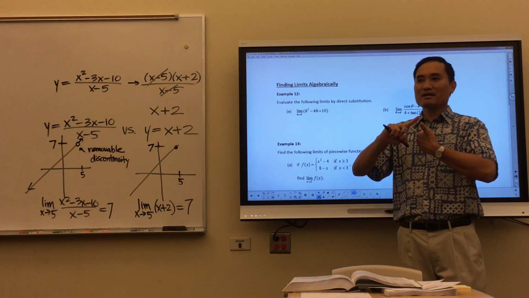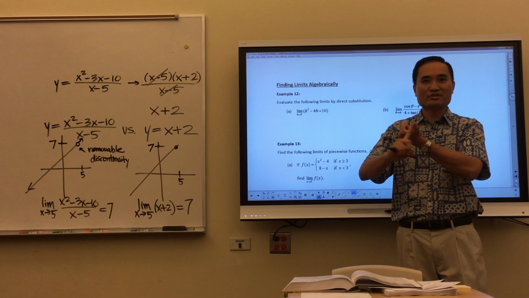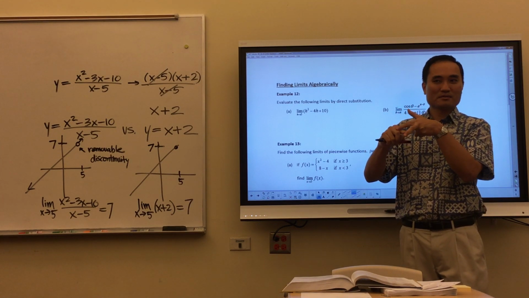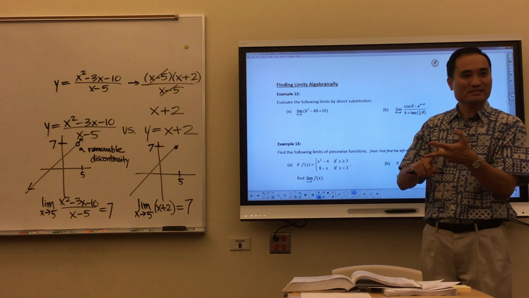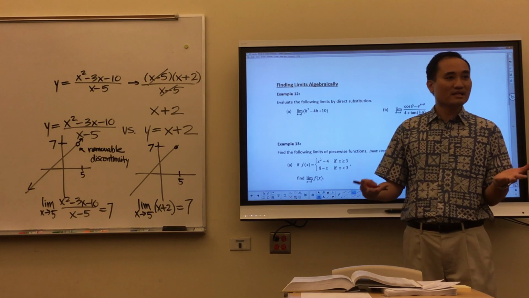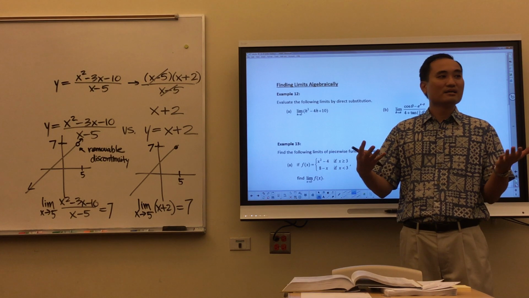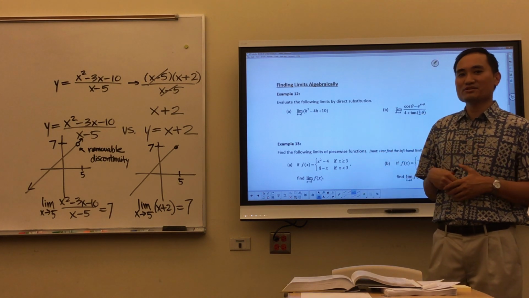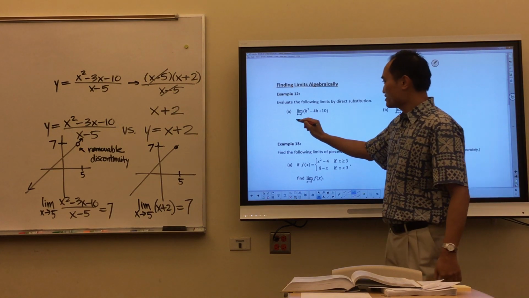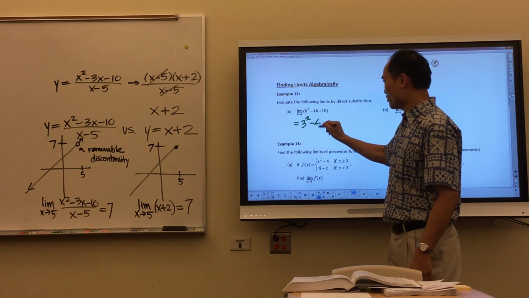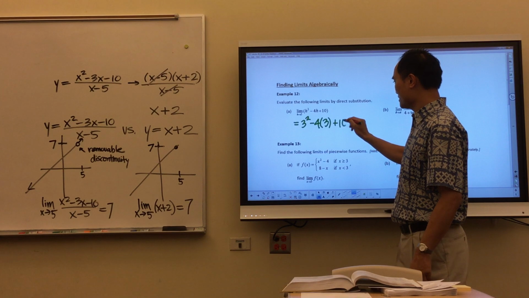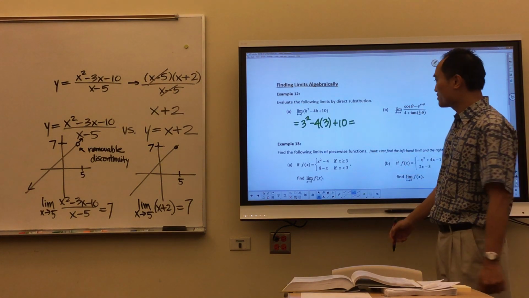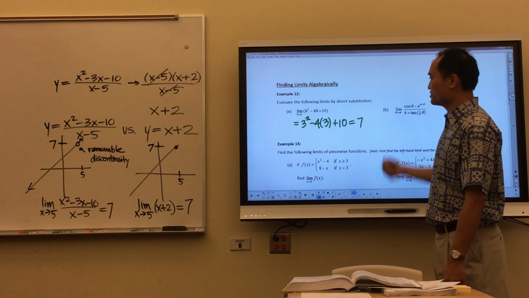The fact that a parabola has no removable discontinuities, no jumps, and no asymptotes makes it the case where the limit is simply the value you get when you plug in the number. And we'll get more detailed into that in 2.3. So this one, you just do 3 squared minus 4 times 3 plus 10. Okay, that's it. 9 minus 12, negative 3, so 7. So the answer here is 7.